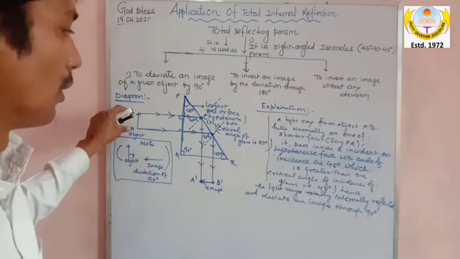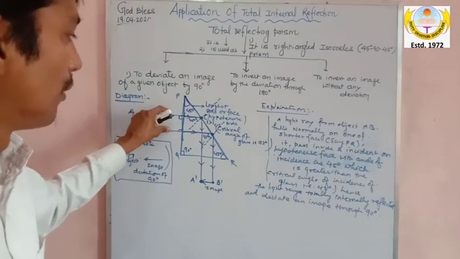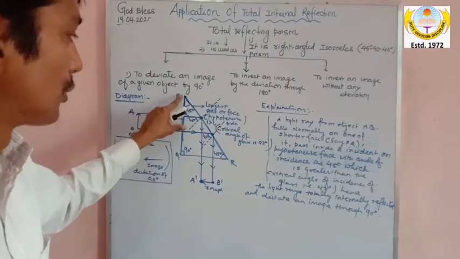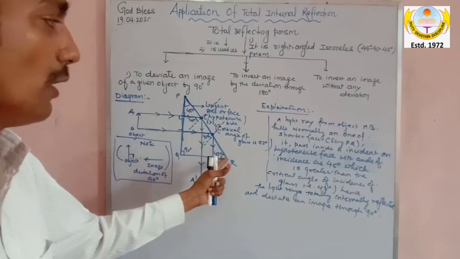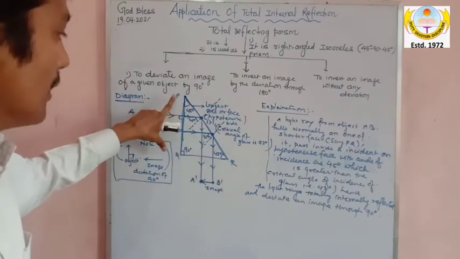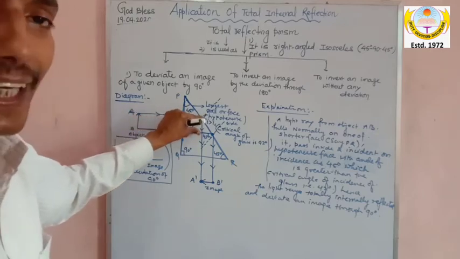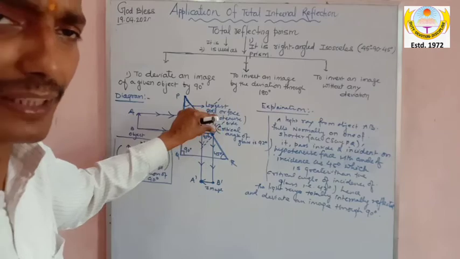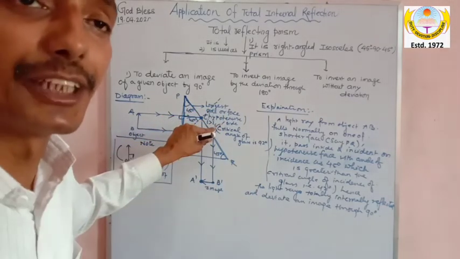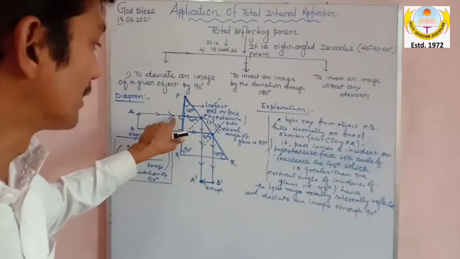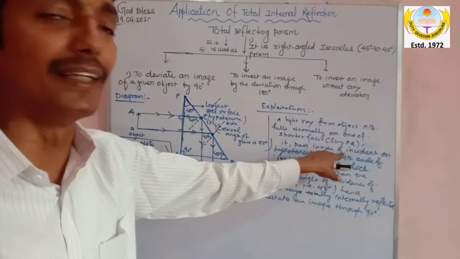A light ray from the object AB falls normally on one of the shorter faces, because PQ and QR are the shorter faces and PR is the longer face, the hypotenuse face. So it falls normally on one of the shorter faces. It passes inside without any deviation. Here there is no deviation. You understand the word deviation, turning. Here there is no deviation. It passes inside without any deviation.